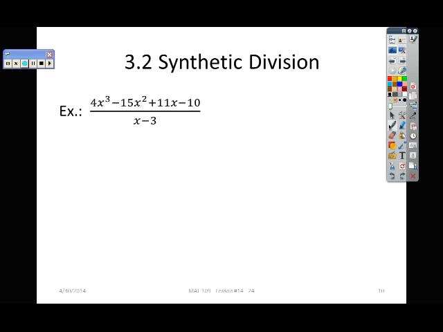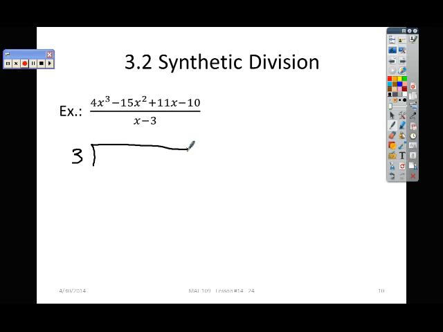In order to do this synthetic division, we're going to look at this number in the denominator. Take the number with the opposite sign. That's a minus 3. What I'm going to do is I'm going to write a plus 3 out here. Then I'm going to put my division symbol. And I think some books use a little different symbol. I'm going to use this.